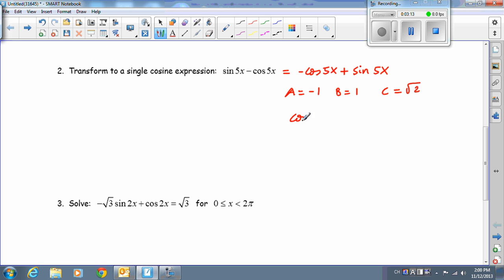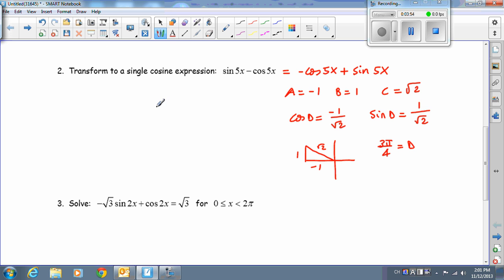Well, the cosine of d is equal to a over c, which is negative 1 over square root of 2. The sine of d is equal to b over c, which is 1 over square root of 2. Looking at these two, the sine is positive, the cosine is negative, so it's located in the second quadrant. And it's a triangle where I have the adjacent negative 1, hypotenuse square root of 2, opposite 1. And here the principal value will be not pi over 4, but 3 pi over 4.